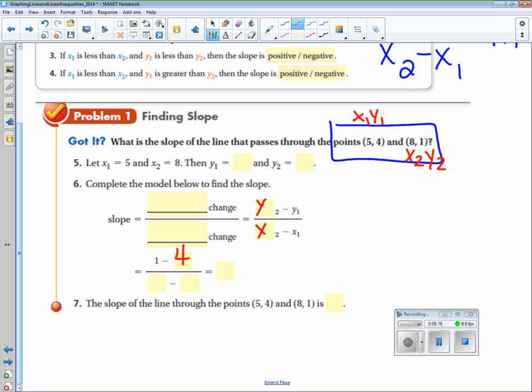8 minus 5. Good. So if we're subtracting these 2 points, y2 minus y1 over x2 minus x1, 1 minus 4, 8 minus 5. It's going to be negative 3, because I know 1 minus 4 is negative 3, and then 8 minus 5 is what? How do I reduce that? It's negative 1. That's how I want you to leave your answer. Don't leave it as negative 3 over 3.